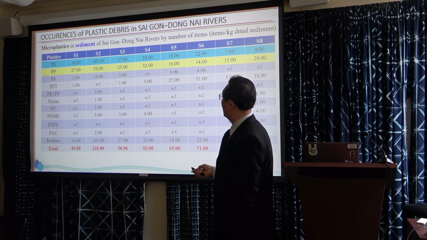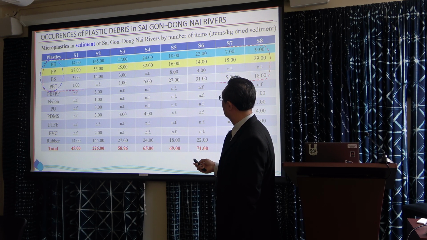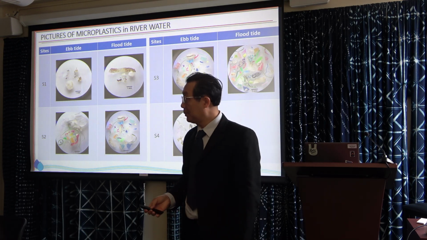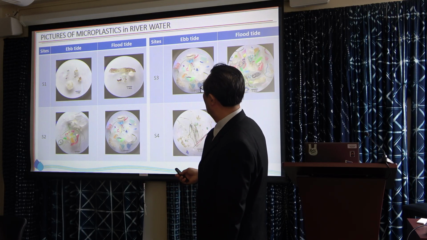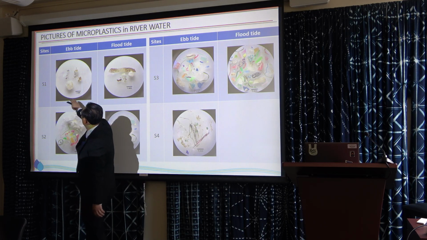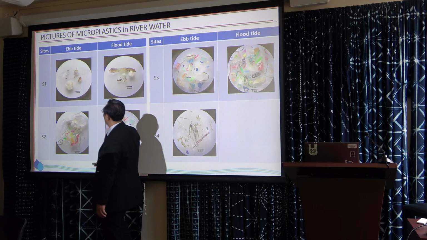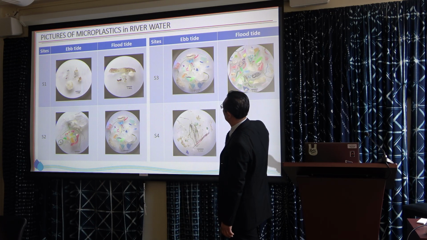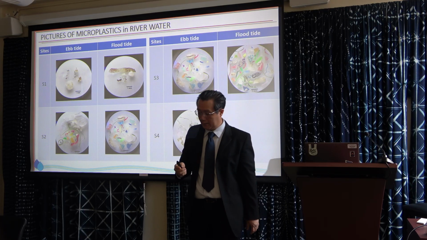Here is some result from microplastic in sediment. This is the real picture of microplastic, and we can see that in the upstream, the sample has less microplastic than here in the downstream. We have more particles than in the upstream.